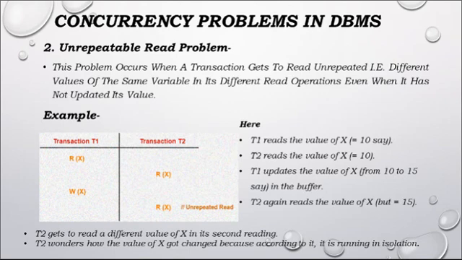Then the transaction will think there is only one transaction, because it thinks it is running in isolation mode. If it is isolated, who updated the value? Previously it had read 10 and now it is reading 15. So it will be confused about what the correct value is, and wonders how the value of X got changed, because according to it, it is running in isolation. Fine. So this is also a problem of concurrency.